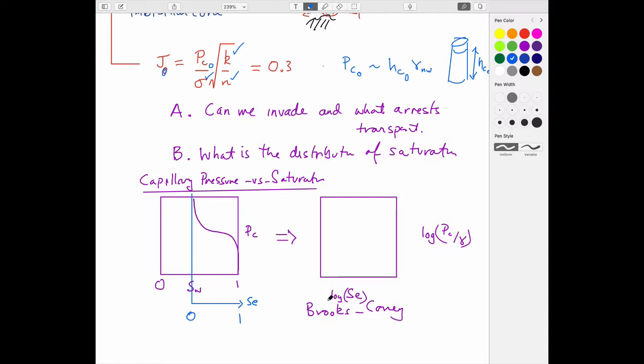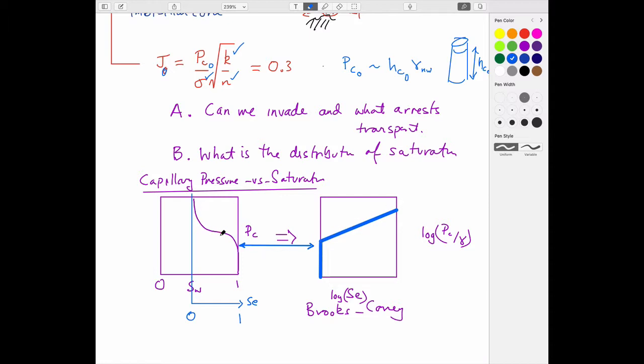And if we do that, we end up with a curve that looks like, let me do it a bit larger. It would look like this. It linearizes it. So these heights basically are equivalent to each other. So this is the entry pressure at very low saturations, and it grows.